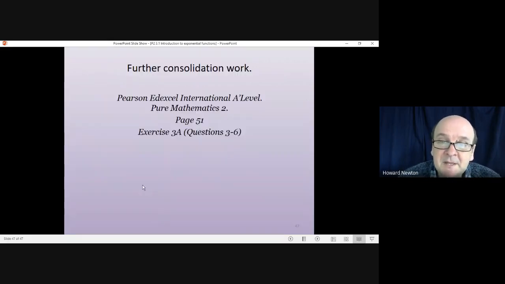Okay, that gets us to the end of this lesson. If you've got the textbook, then turn to page 51, and in exercise 3A, you only need to worry about questions 3 to 6. Have a go at those.